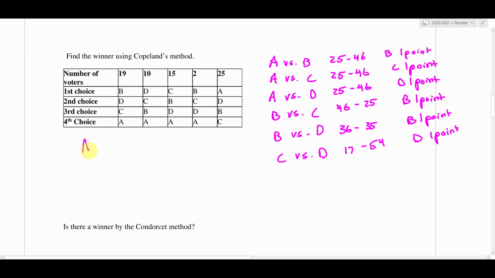And then I'm just going to come over here and use this free space to tally up the points for each candidate. Right, so A, I don't think won any matchup, so it would get 0 points. B won 3, C won 1, and D won 2. And there you go. So B is a Copeland winner.